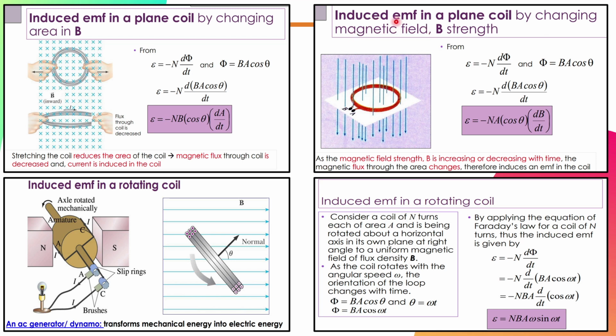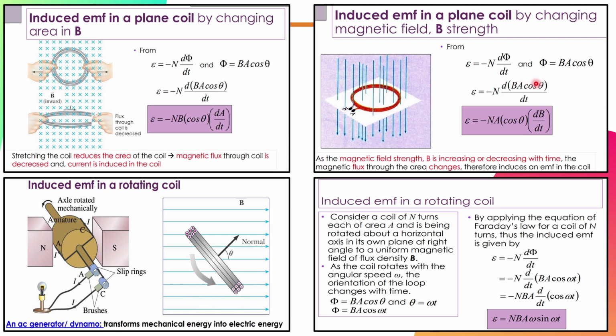So, induced EMF in a plain coil by changing magnetic field. Let's say initially the magnetic field B is 50 Tesla, and then you change the magnetic field strength from 50 Tesla to 100 Tesla. You try to increase the amount of magnetic field. Bila terdapat perubahan magnetic field strength, so dB over dt, this equation, let's try to rearrange this equation.